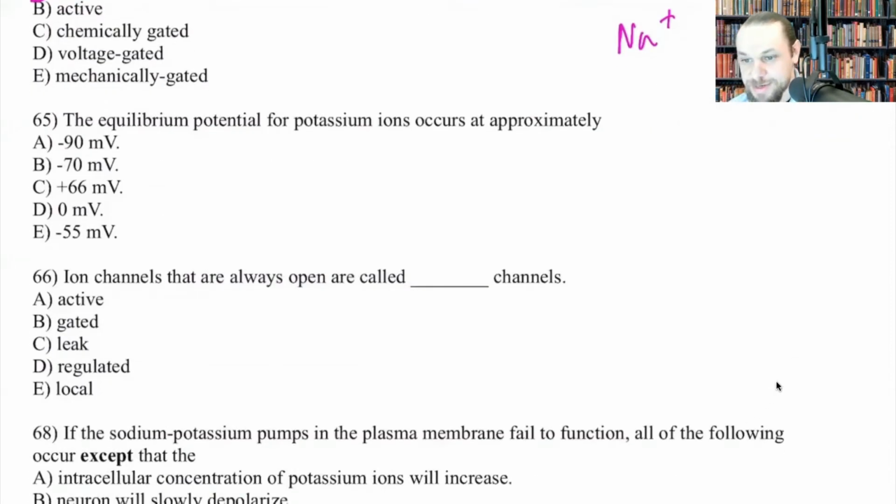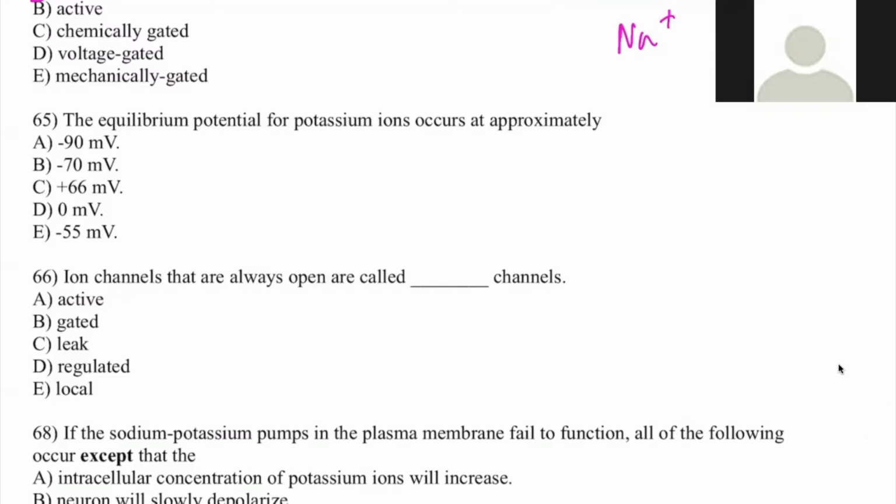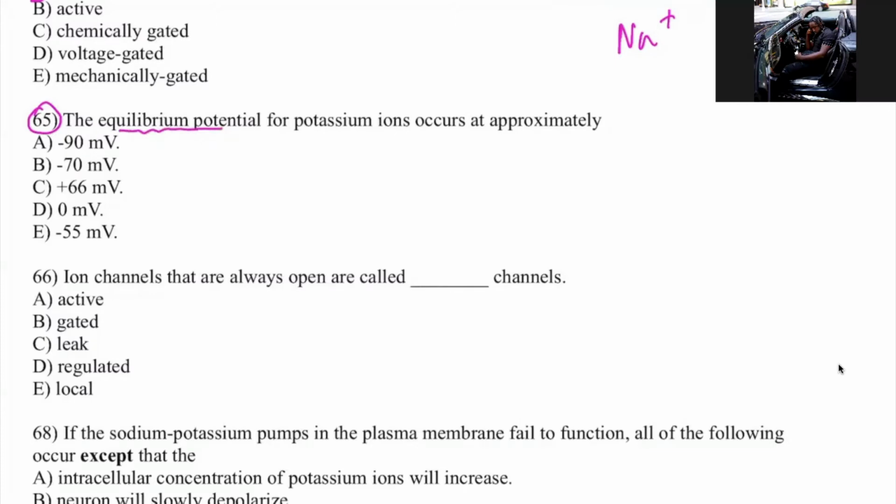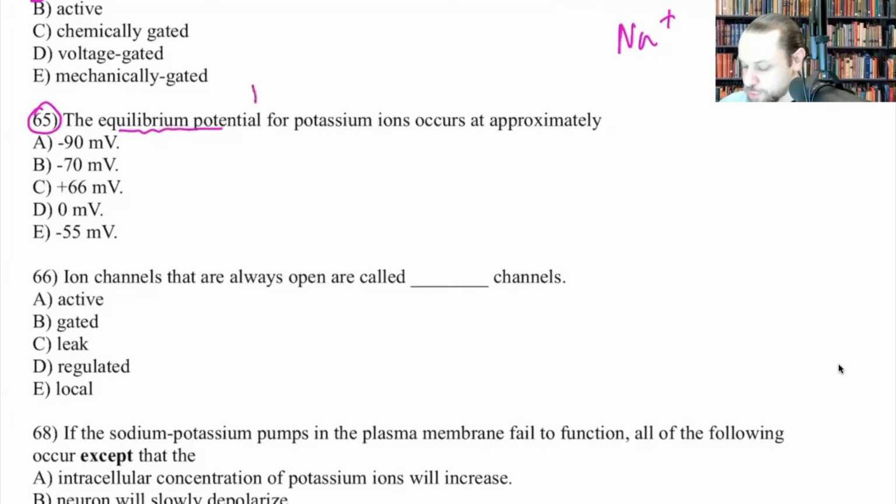Larry, would you like to go? The equilibrium potential for potassium ions occurs at approximately, I believe, negative 70 millivolts. So 65, remember, careful. The question doesn't say threshold potential. The question says equilibrium potential for potassium, the K plus.